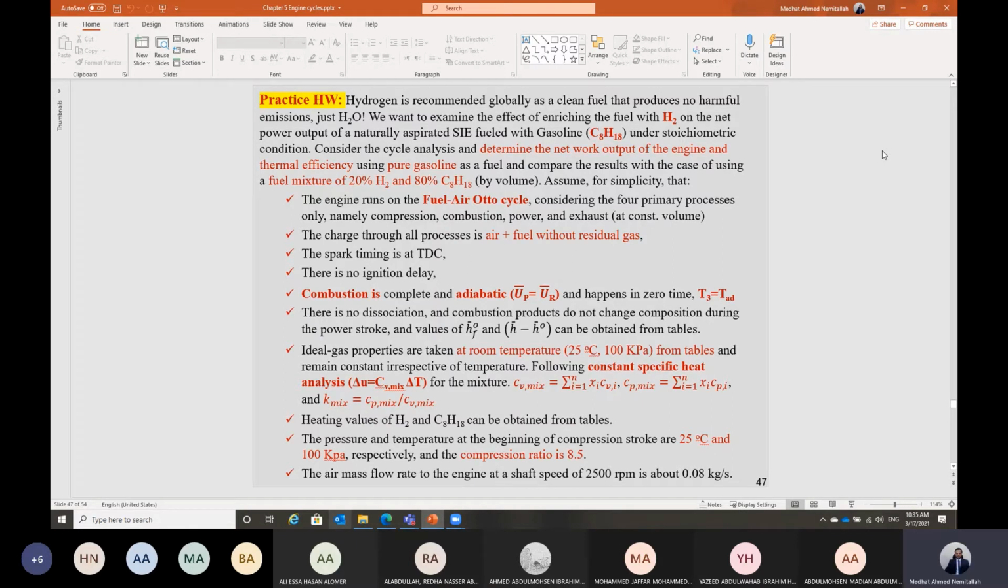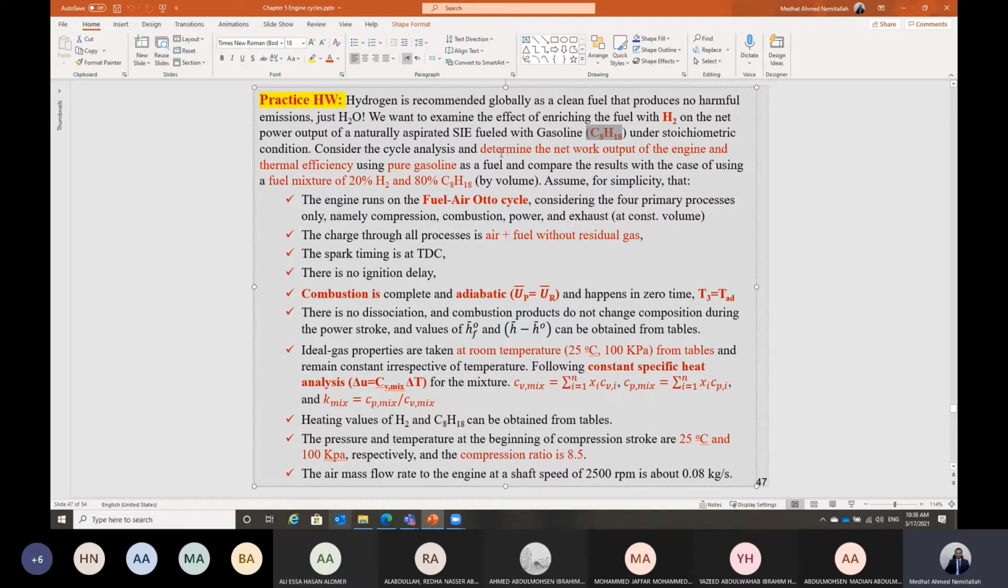we said for the fuel air cycle the specific heat is not constant. So we cannot say delta U is equal to CV delta T. But let's take this assumption for the fuel air cycle. Let's consider the specific heat as constant, and we can say delta U will equal CV multiplied by delta T. And let's consider an engine fueled by gasoline. We have normal iso-octane fuel, C8H18. And we need to calculate the net power output of this engine. And then we need to compare it when we have hydrogen addition.